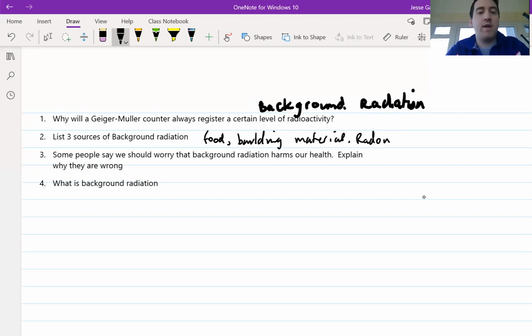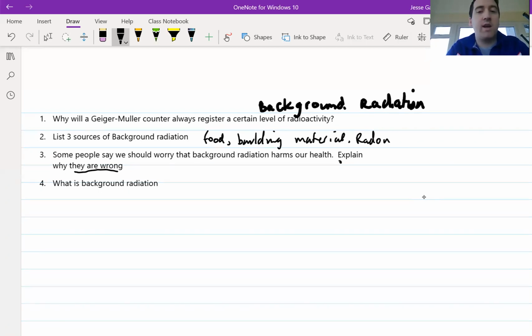Some people say we should worry that background radiation harms our health. Explain why they are wrong. So this way you must begin by saying they are wrong because background radiation is at a very low level and it doesn't harm our health. Okay, background radiation is at a very low level, which is considered to be safe. It's around 22 to 75 counts per minute, which is considered a safe level. Okay, so that's what you should be talking about there. Well done if you said that.